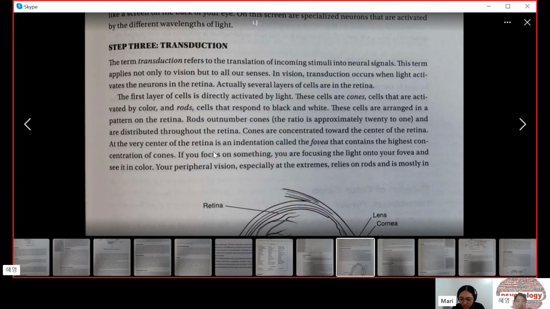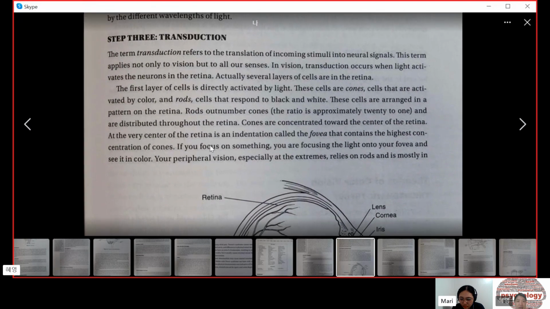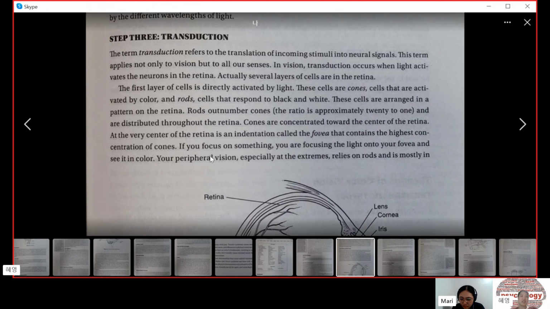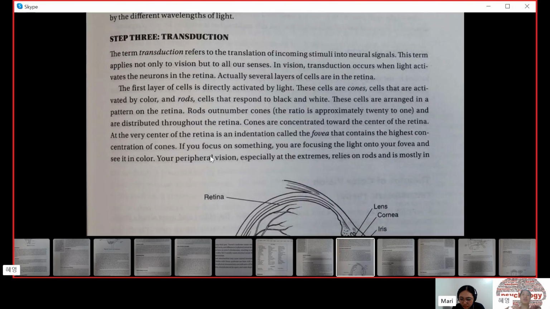And now step 3, transduction. The term transduction refers to the translation of incoming stimuli into neural signals. This term applies not only to vision but to all other senses. In vision, transduction occurs when light activates neurons in the retina.